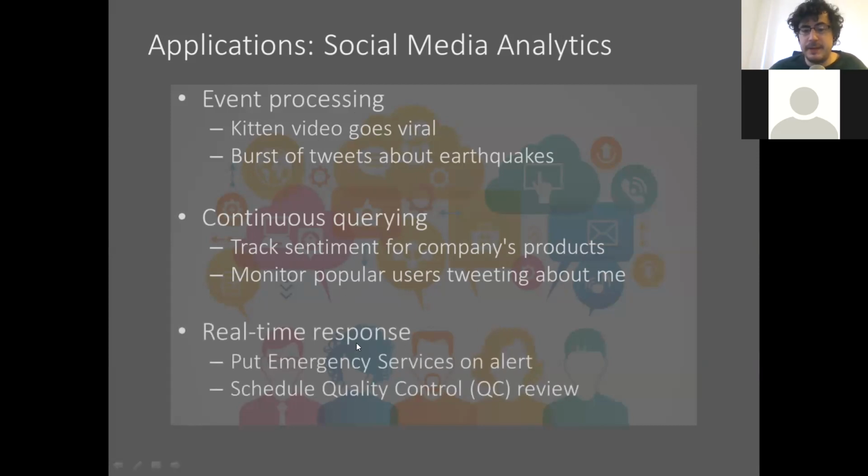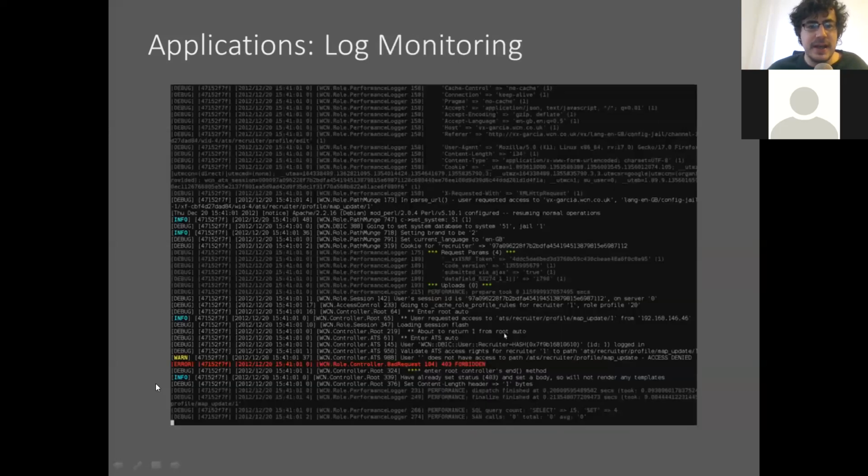Real-time response might be, for example, in the case of tweets about earthquakes, to put emergency services on alert, or maybe in the case of poor sentiment about a company's products, to schedule a quality control review to see, okay, are these users who are making fun of my product, do they have a serious point?